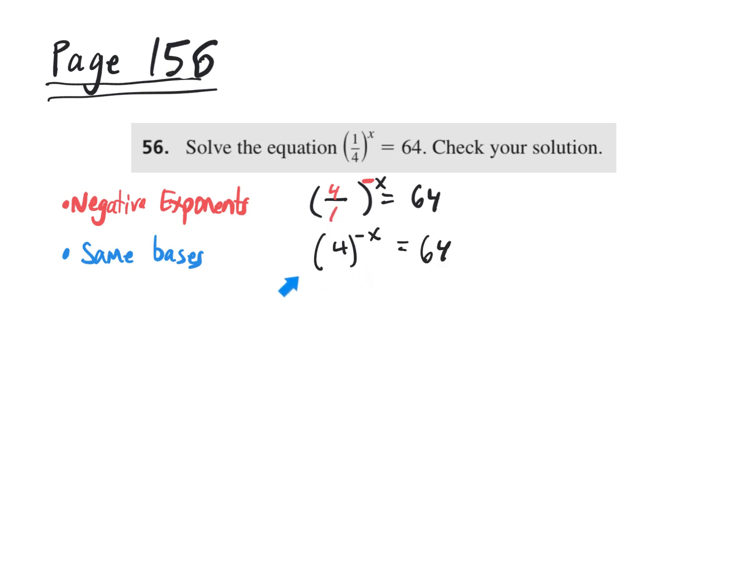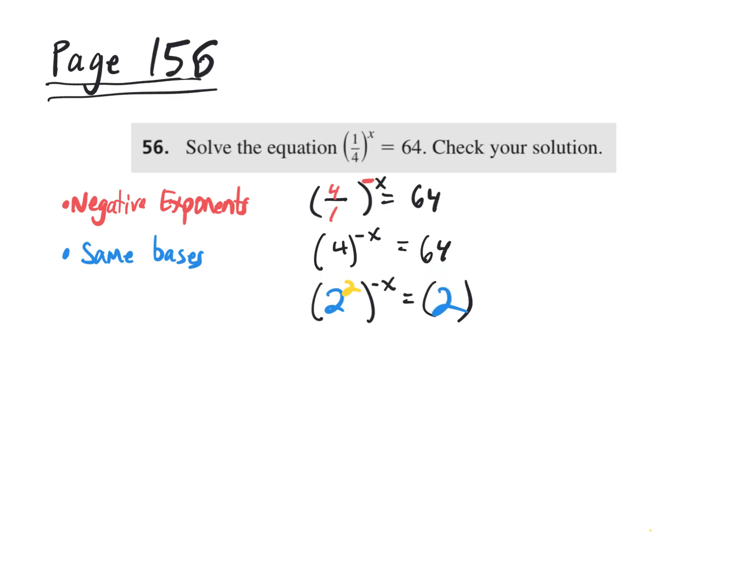All right, the next thing we want to do is use this idea of same bases. The number 4 and the number 64 can both be written as a power of 2. What power would you raise 2 to get 4? That would be 2 to the second power. And what power would you put on 2 to get 64?